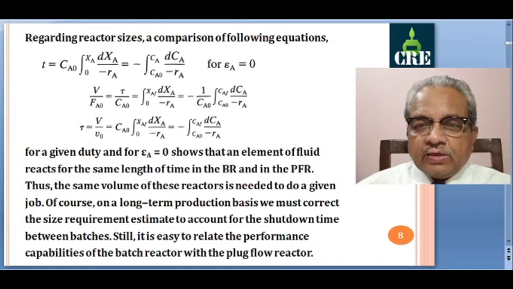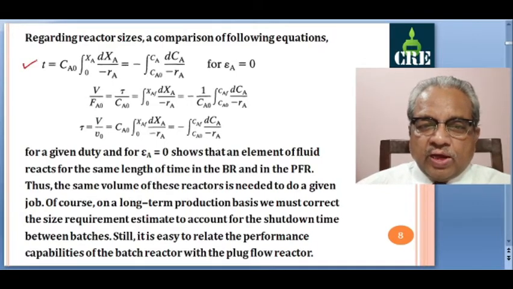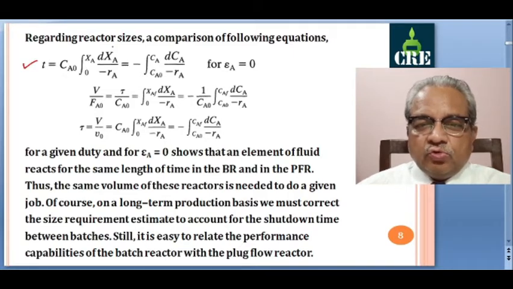Regarding reactor sizes, now here we see these are performance equation, for batch reactor: Ca0 integral 0 to xa dxa by minus Ra. In terms of Ca, it is minus Ca0 to Ca dCa by minus Ra, and this is valid for epsilon equal to 0. Similarly, V by Fa0 is tau by Ca0. This is for plug flow.